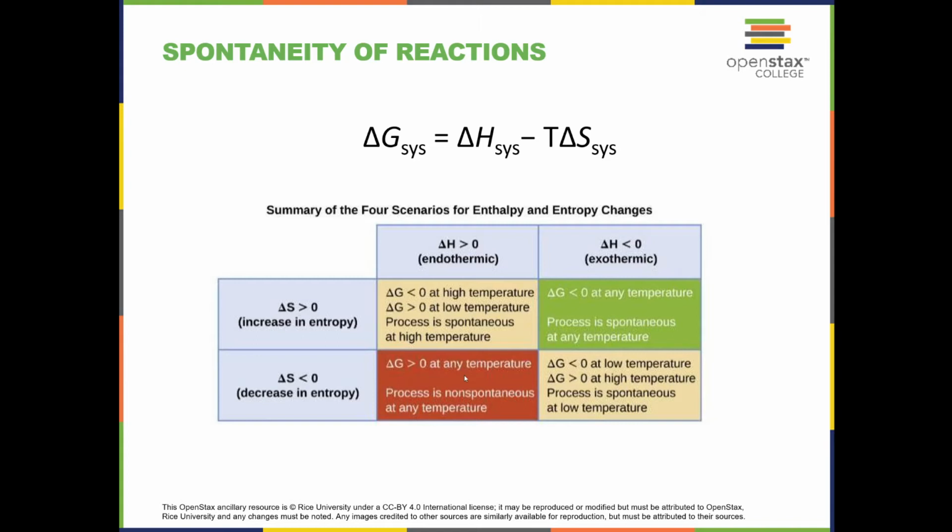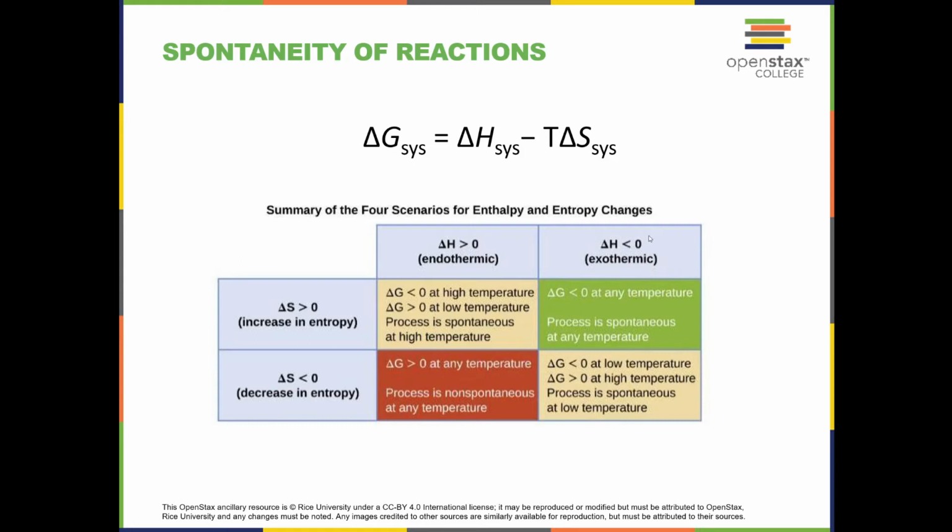And this is unfavorable, right? Because endothermic means you're taking in heat energy or condensing that heat energy, and you're decreasing the entropy, so you're making things less random. This is never going to happen spontaneously.